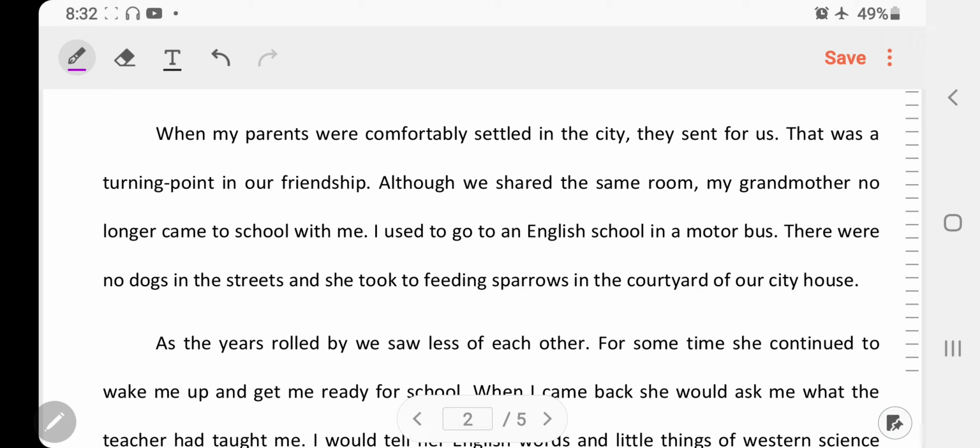There are no street dogs. Yeah, she wanted to do some charity. Earlier she was feeding the dogs, but now dogs are not found. So she started feeding the sparrows in our courtyard. Courtyard to understand, તમે પેલું ફળિયું જેને કહો ગુજરાતીમાં, એ અમારા સિટીના ઘરમાં એક ફળિયું હતું, તો દાદીમાં એક કૂતરાને નહીં, તો હવે ચકલીઓને ફીડિંગ કરાવવાનું, એને ખવડાવવાનું ચાલુ કરી દીધું.